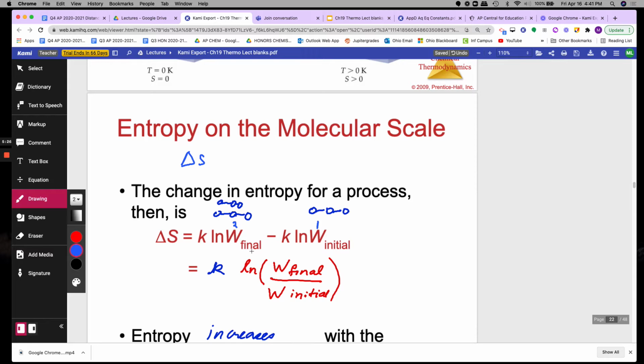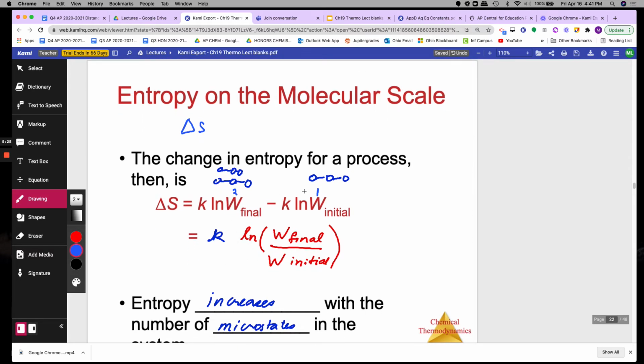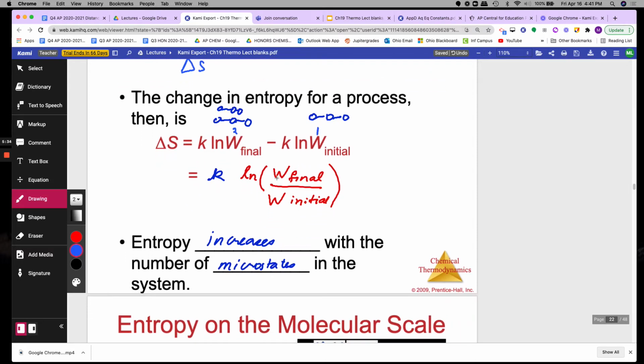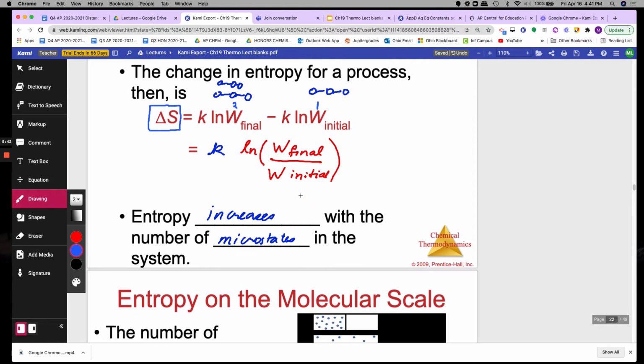So you're going to do final minus initial, and then you plug it in here, and you're going to see that the entropy will go up as the microstate goes up. So that is the difference between S and delta S, the change between initial and final.